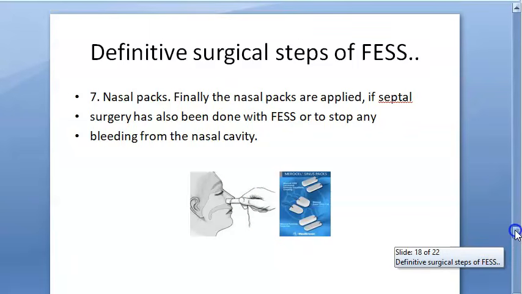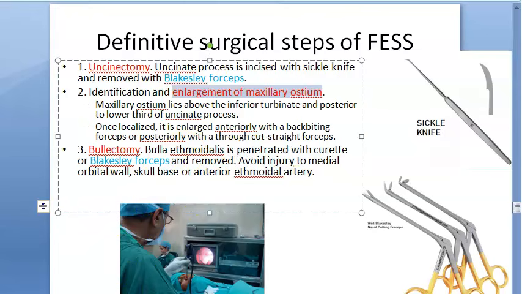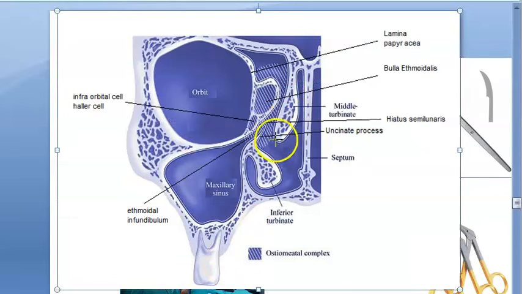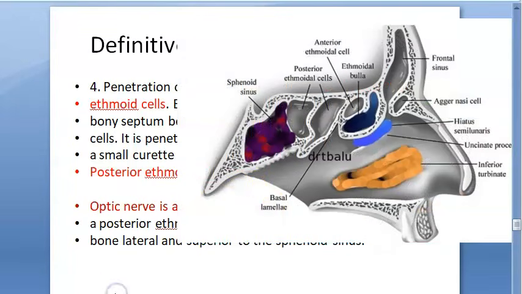Let's look at these. So we're looking at what? Definitive surgical steps of FESS. So using that image, let us try to understand. So what are they doing? Uncinectomy, uncinate process, something they are doing. Then enlargement of this maxillary ostium, then bullectomy, then removal of posterior ethmoidal cells. Where are those posterior ethmoidal cells? Here, posterior ethmoidal cells. All these are posterior ethmoidal cells.